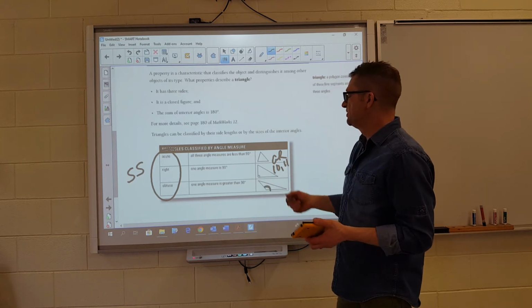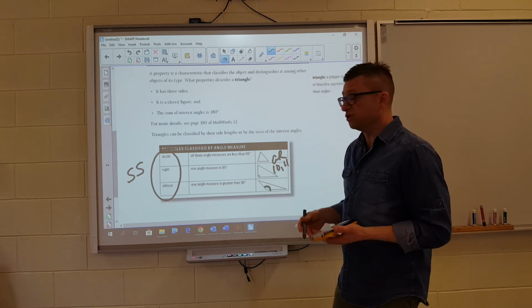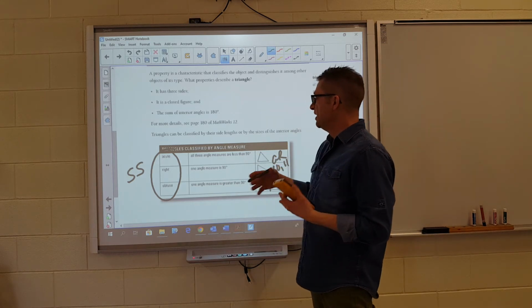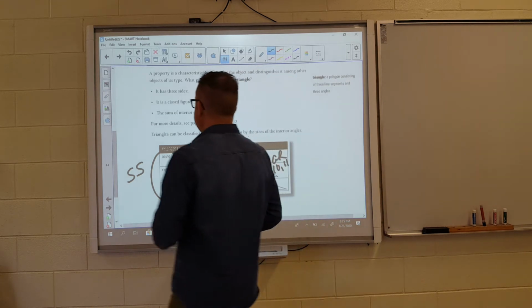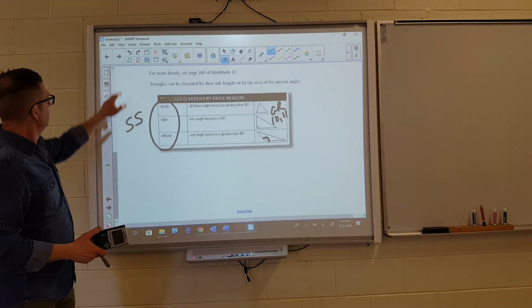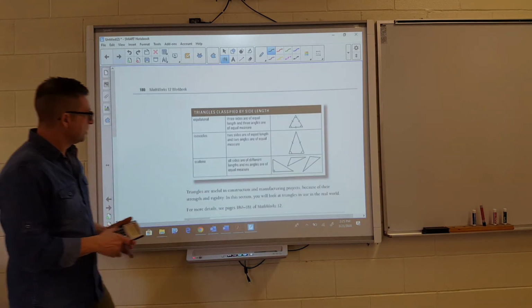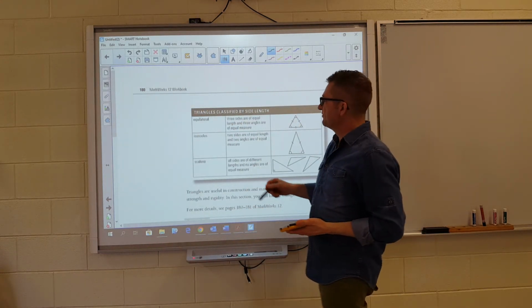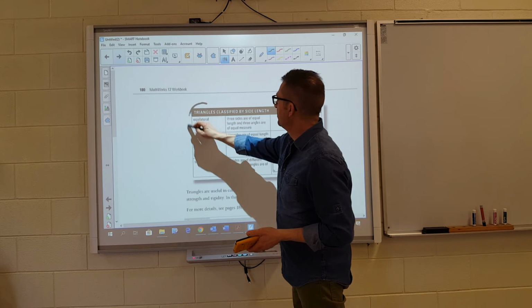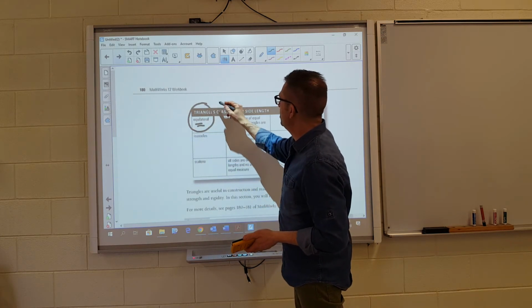So obtuse sounds bigger than acute. Acute sounds small. It is. Obtuse sounds large. And that's how I remember these things, okay? So that's that. They're going to get into other definitions that you've probably got stored way back in your brains from junior high. Equilateral, equal, it sounds like equal.